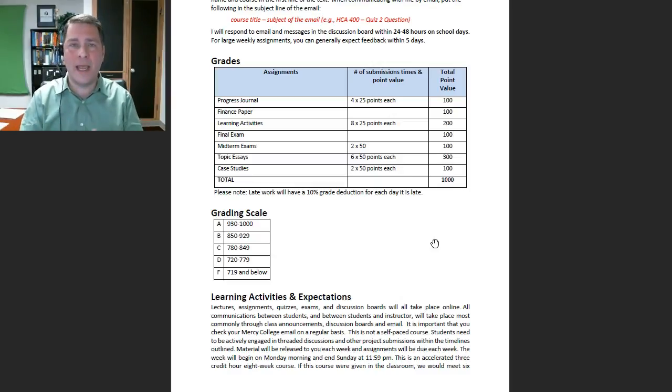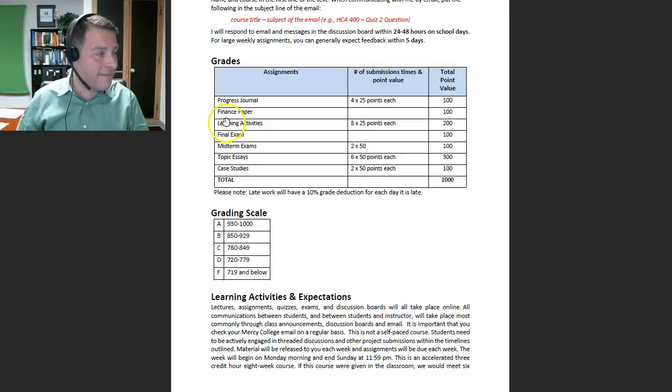Even if you're not in the HCA program, maybe you're in medical imaging or nursing, I want to know how you're doing, kind of big picture as well, and making sure that everything is okay. So we're going to have the progress journals. We're also going to have a finance paper. So kind of the big paper will be due at the end. Again, we'll talk more about that paper.